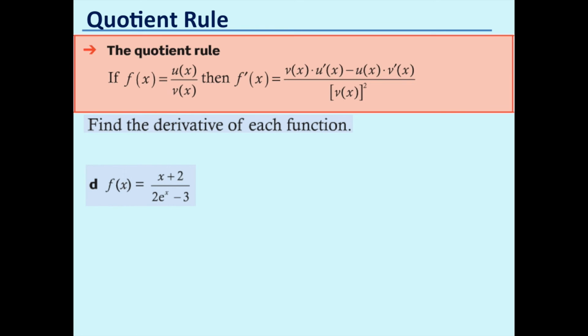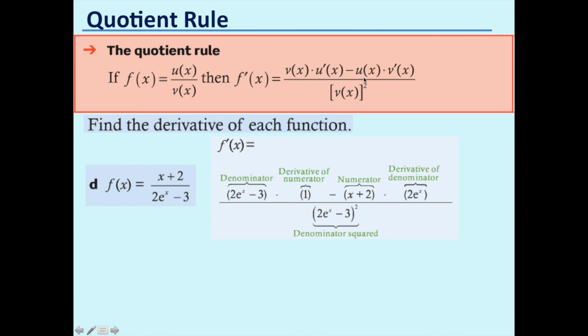So for part D, again, we've got a function where we are dividing two components, therefore we need to use the quotient rule. Analysing it in these terms again, we can see that we want to take the denominator, which is here, multiplied by the derivative of the numerator. Clearly the derivative of the numerator here is going to be 1. We're then going to subtract the numerator, which is x plus 2, multiplied by the derivative of the denominator. And we've seen previously that the derivative of 2e to the x would just be 2e to the x itself, all divided by the denominator squared.